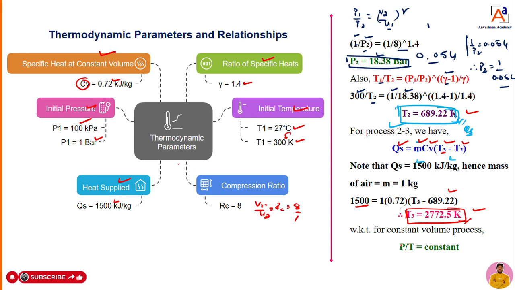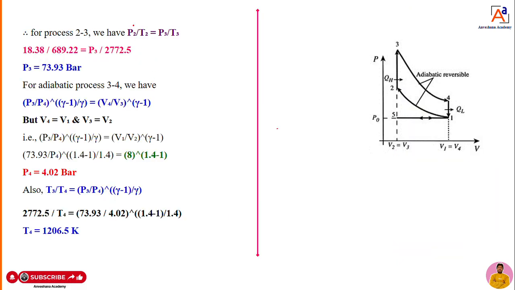If it is a constant volume, P by T is equal to constant. Now what can we do? You can apply this law at points 2 and 3. So I can write the pressure and temperature variations like this: at constant volume, P2 by T2 is equal to P3 by T3.